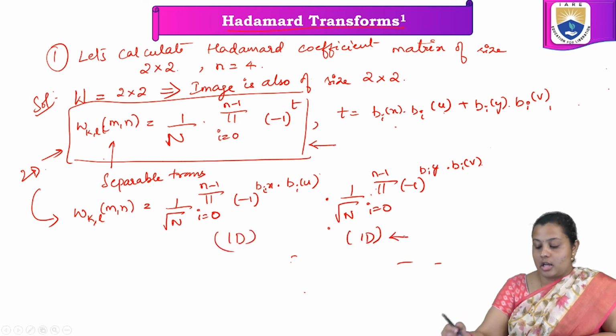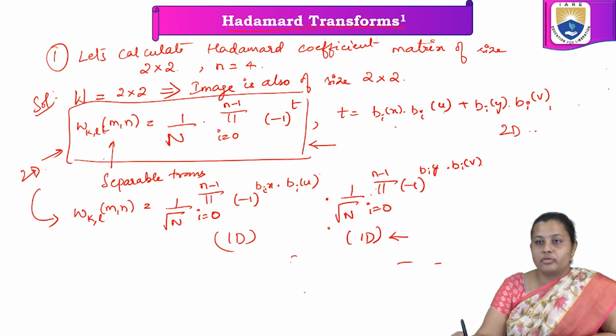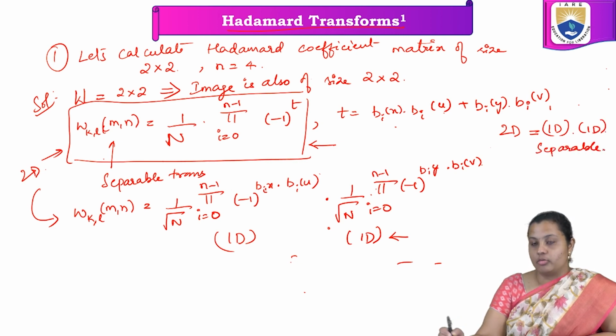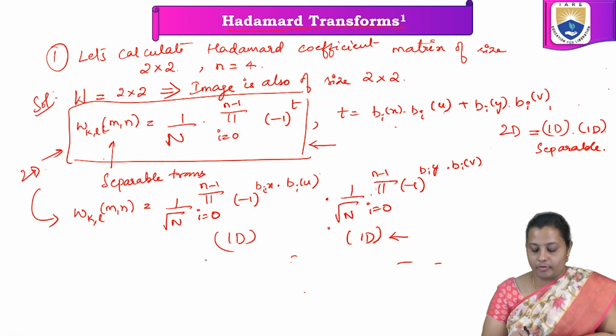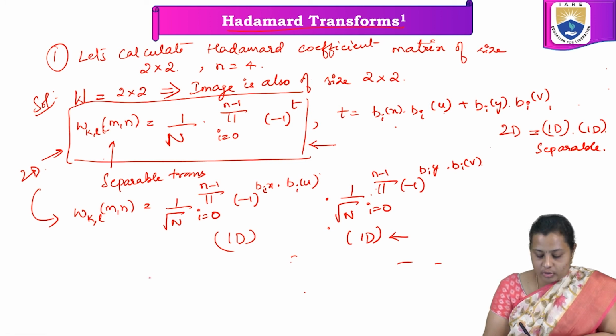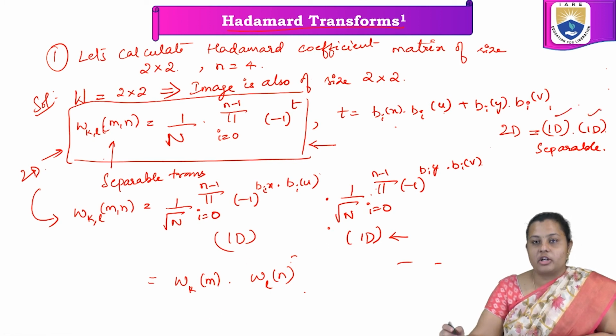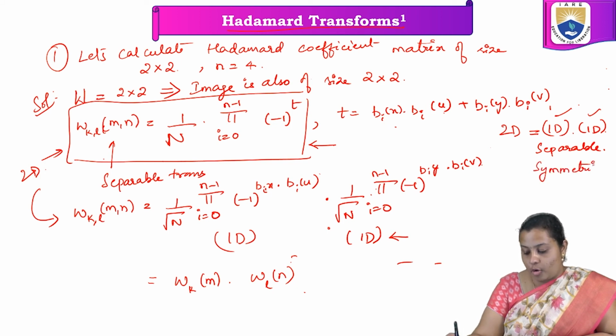So this technique of converting my 2D transform as multiplication of two 1D transform functions, this we call as separability in transforms. So we observe that my Hadamard transform I can convert into two 1D functions. So this I can represent as Wk,l of m, n equals Wk of m into Wl of n. We even observe that these two 1D functions are the same, so we can also call it a symmetric transform function.